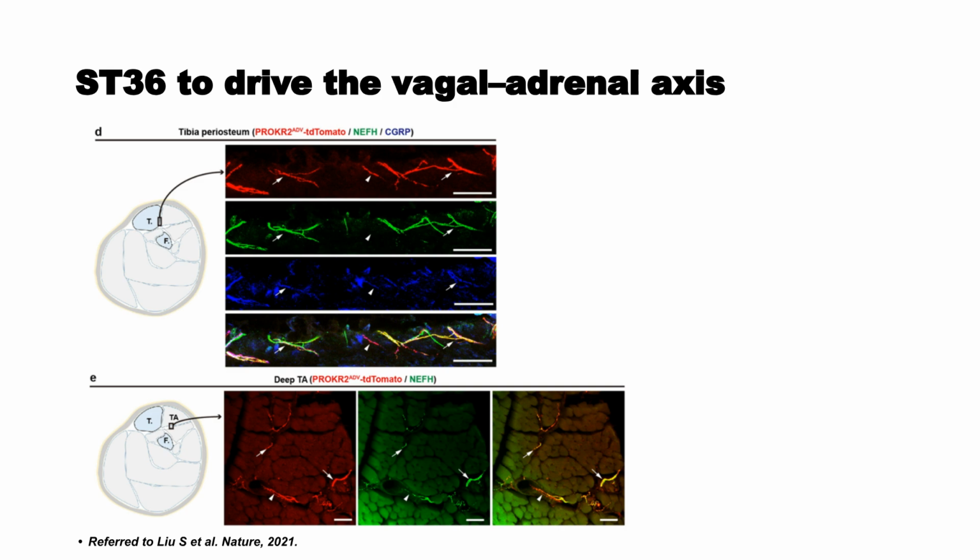Modern research confirms this deep connection. A 2021 study by Liu et al. found that electroacupuncture at ST36 triggers an anti-inflammatory response via the vagal-adrenal axis. The neurons involved, labeled with PROKR2-Cre, are found deep in the limb tissues, not in the skin epidermis. Specifically, they are mainly observed in the deep layer of the tibia periosteum and the tibialis anterior muscle.